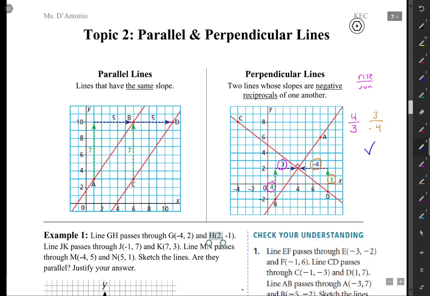Remember, a reciprocal is when we flip the fraction over, like so. So we just flipped the numerator and the denominator. And then a negative reciprocal just means that you put a negative sign on it. Now, that being said, if the slope already has a negative sign and we were to find the negative reciprocal, we would flip the numerator and the denominator, and then we would get rid of the negative sign. So then that would be the negative reciprocal. So these two are perpendicular.